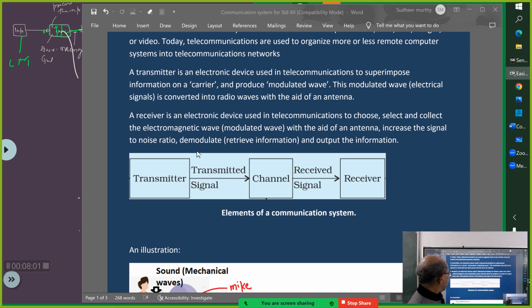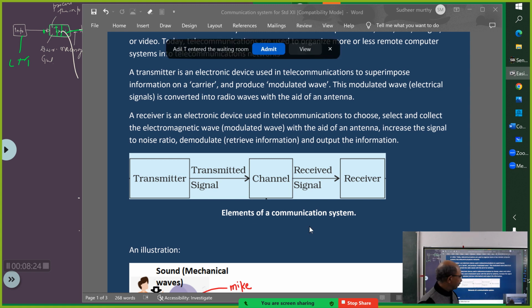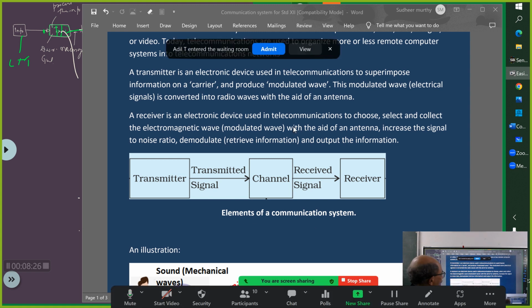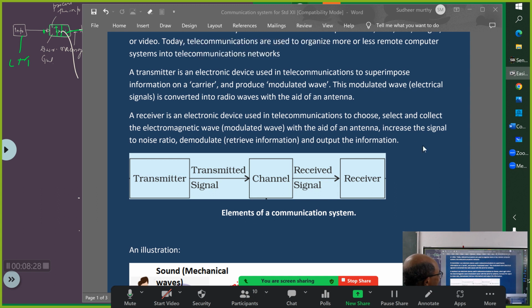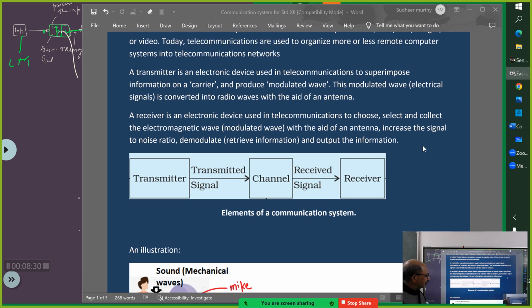Okay. And then you demodulate, as I told you, demodulation just now, that is retrieving the information, and then of course in a receiver you will do all this and give it to a loudspeaker or whatever it is, right? That is what you do in a receiver. So here are the elements of a communication system: transmitter, channel, receiver. These are the three elements of the communication system. Is that clear, students?